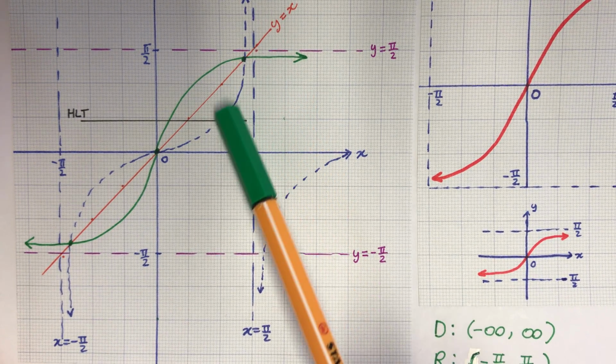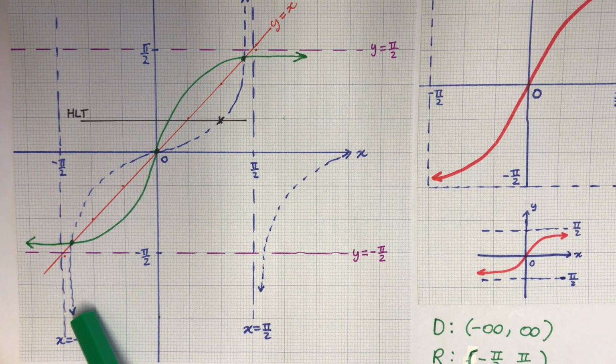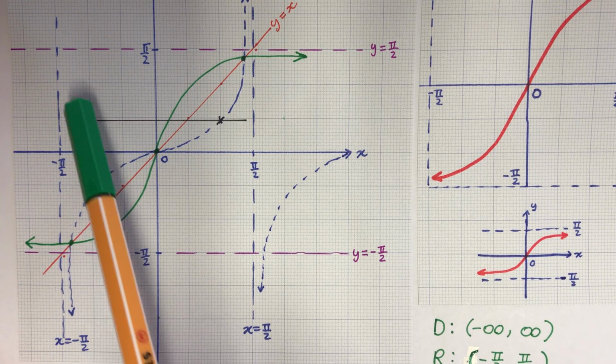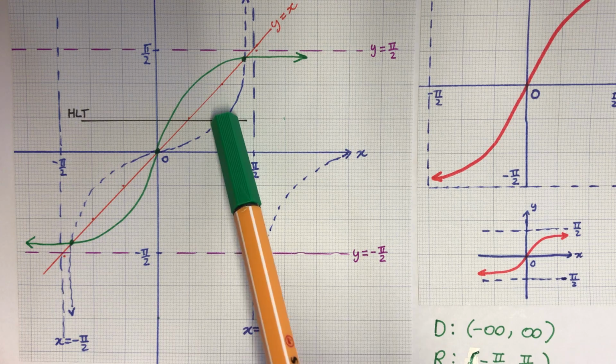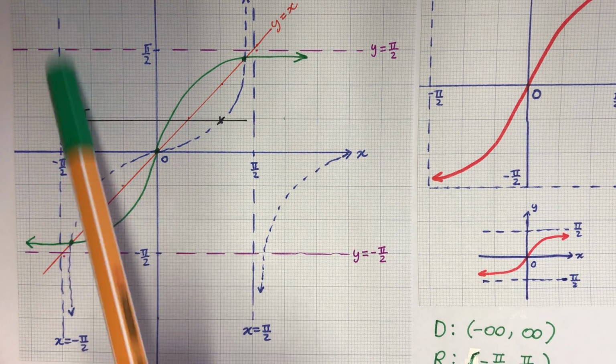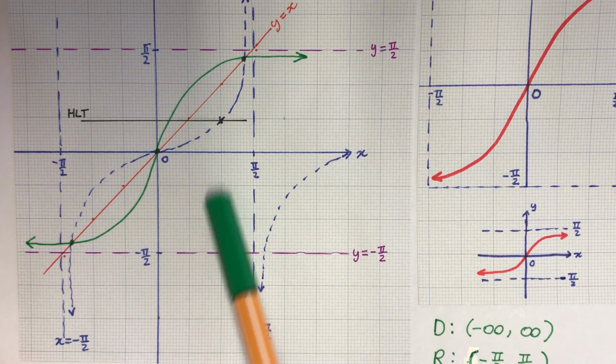Now that's my tan x. Tan x is quite happy and satisfies the horizontal line test. There's only one value there wherever you go. Because of the asymptotes, we're only looking at this part. So that's quite happy.